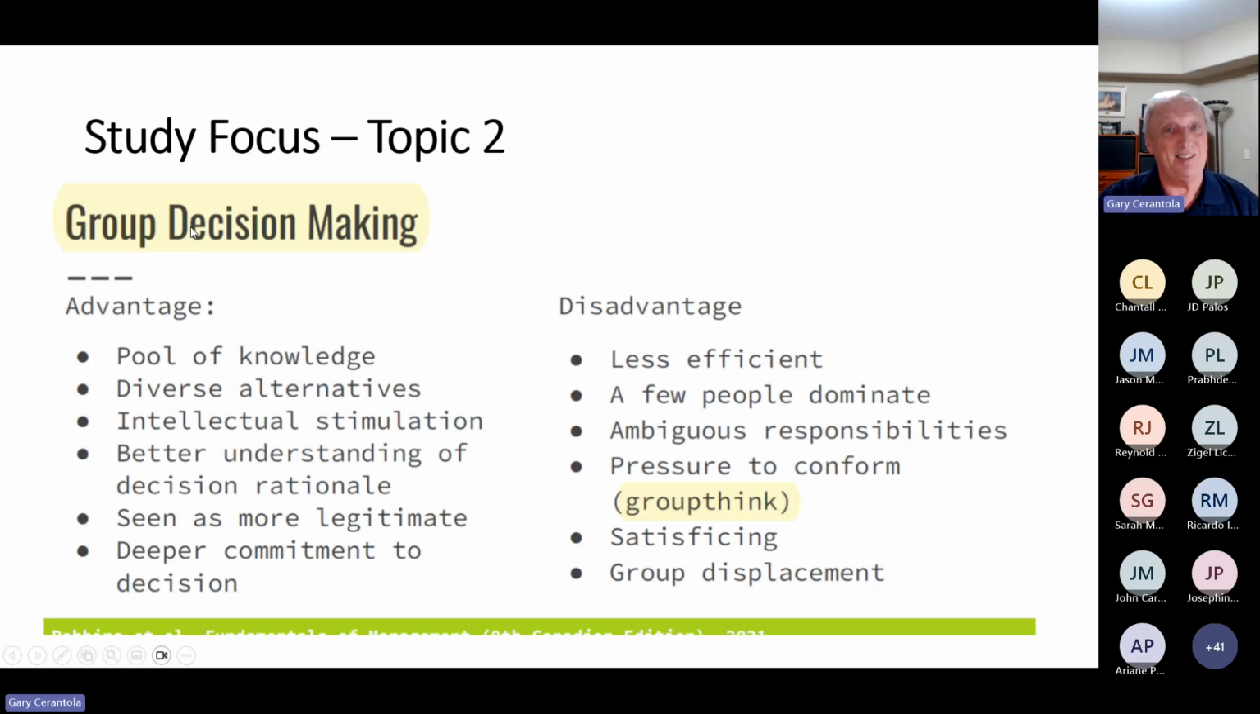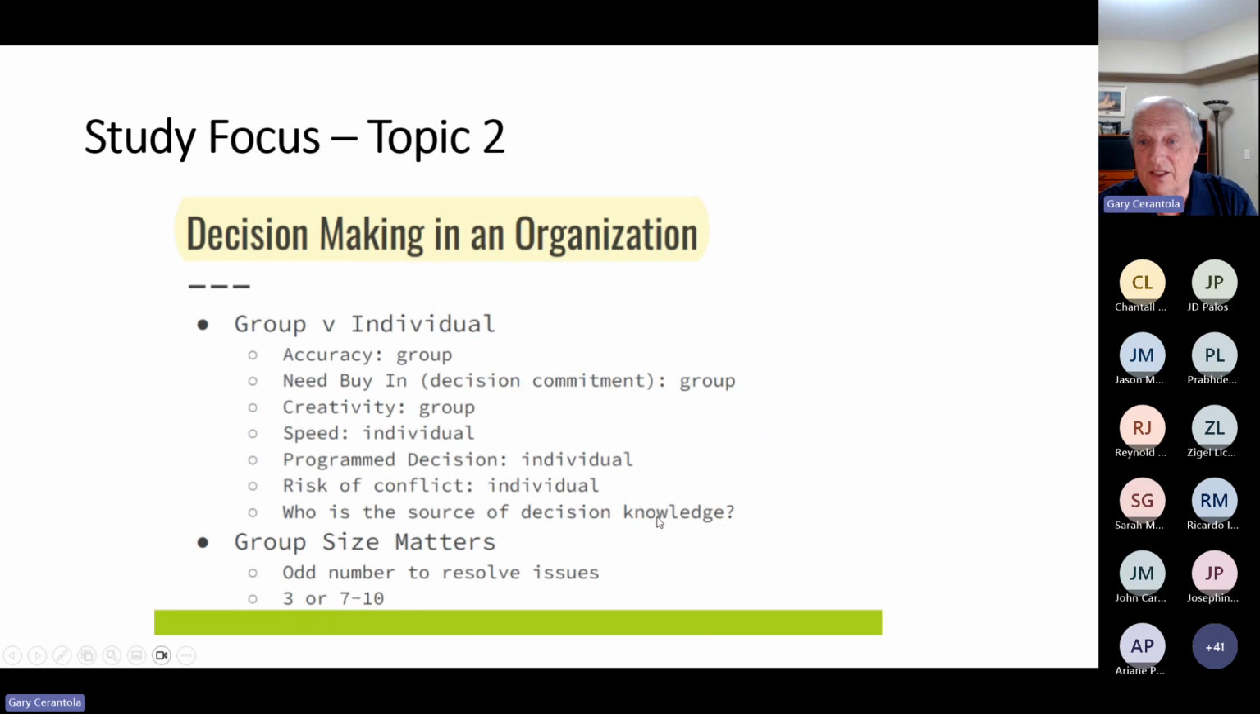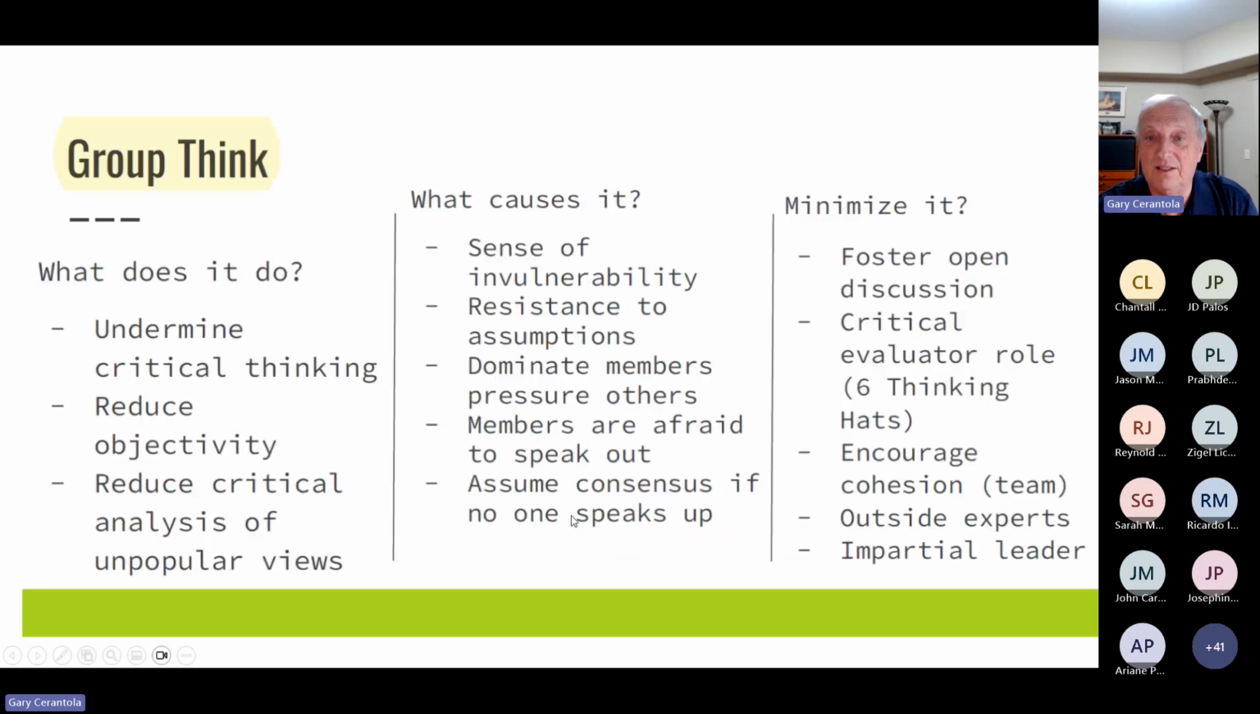But like I said, it's less efficient. You might get a few people that dominate. You might have ambiguous things that go on, or you might get into groupthink. And look at this groupthink here. This is highlighted as well. So you have to know what groupthink is all about. And you have to understand what satisficing is, and I'm going to talk about those two as we go forward. Okay, so these slides are pulled right out of that major slide deck.